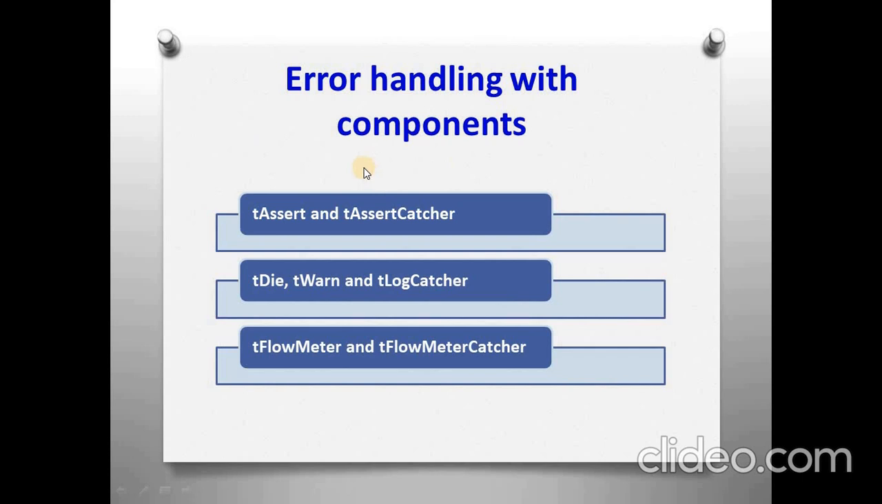So we have three sets of components. The first one is the tAssert and tAssertCatcher, and the second one is the tDie, tWarn, and tLogCatcher, which most of you might have used in your jobs. And the last one is the tFlowMeter and tFlowMeterCatcher. So now let's discuss in detail with an example how it works in Talend.